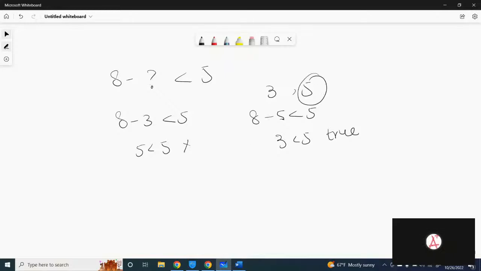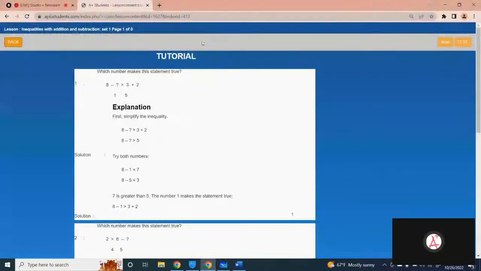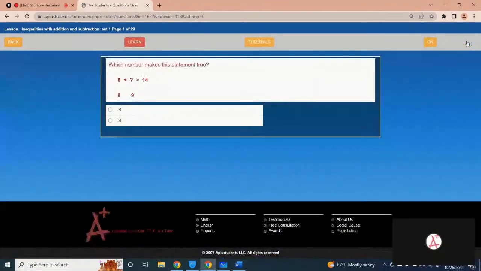Okay, let's start with test questions. On the top right corner, we have a test button. I'm on the topic inequalities with addition and subtraction set 1. So here is the test button. Let's start with the test. The first one is 6 plus the missing number greater than 14, and the options are 8 and 9. Let's start with this one.